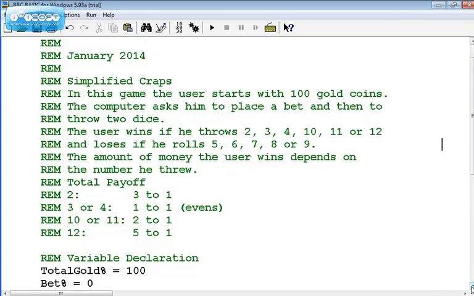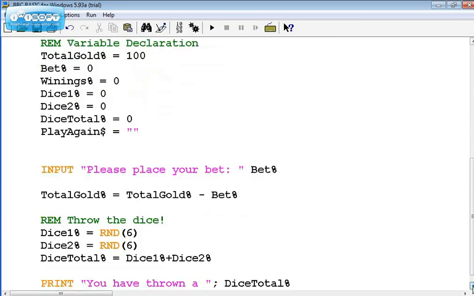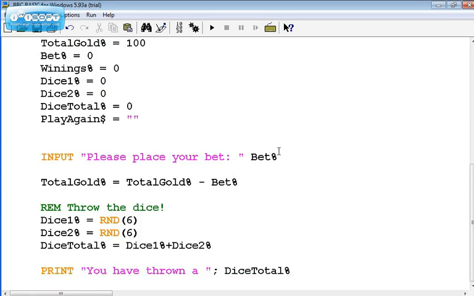Okay, well, I started the program off. I've declared some variables I think I'll probably need at the top, but we're going to go straight down into the code. And the first thing, of course, as always with programming, is the input, and we need to get the user to input how much they're going to bet. So I've got input, please place your bet, and I'm going to store that amount in a variable called bet percent because it's an integer. So for example, if the user bet 10 gold coins, then that would be stored in the variable bet percent.